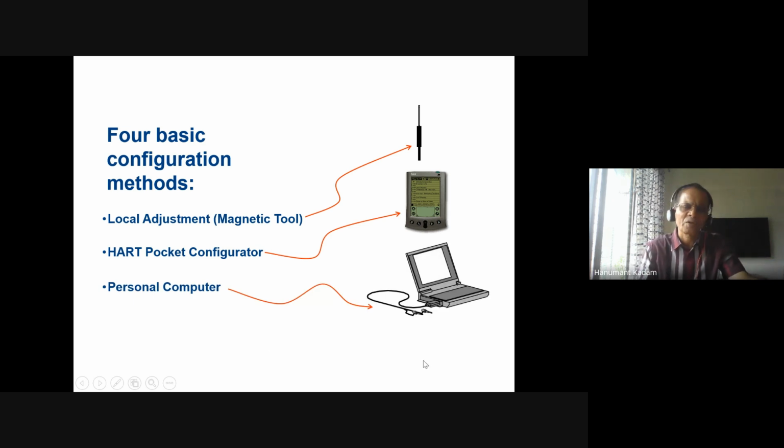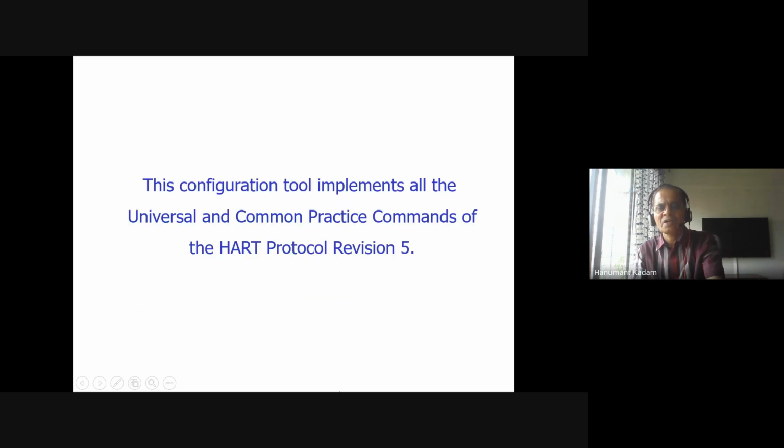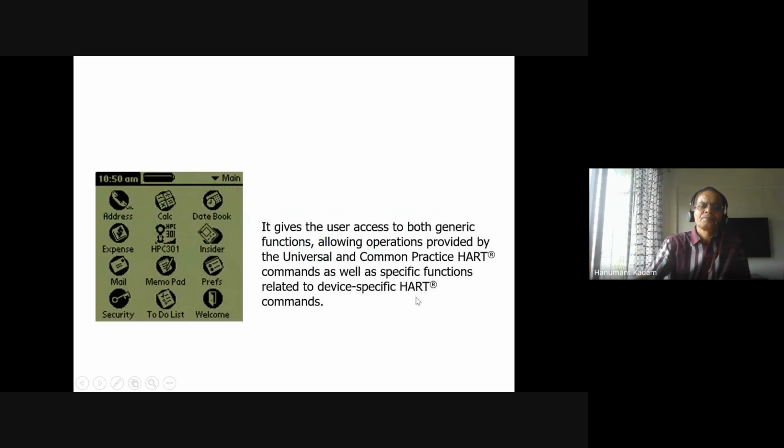Using laptops or PCs also. And this is what a communicator nowadays looks like. Nowadays it gives a colorful screen and more displays. It is a 275; now it is a 475 and above from Emerson. So you get better accessibility. I will come to that communicator later on. This communication tool implements all the universal and common practice commands of HART protocol revision 5.